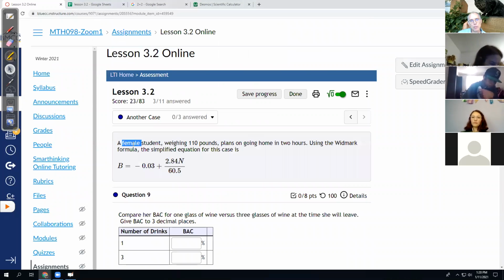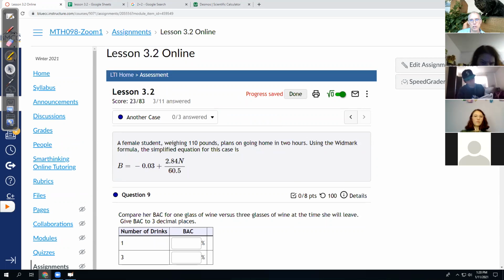So the next page gives us a different problem to look at, but it's related. This time we have a female student, and we have 110 pounds. And then instead of telling us how many drinks, she just plans to go home in 2 hours. And we want to play around with how much she could drink to be safe, is kind of the goal here. Now they cleaned up the equation for me here, so I just want to double check that it's right, but it probably is.